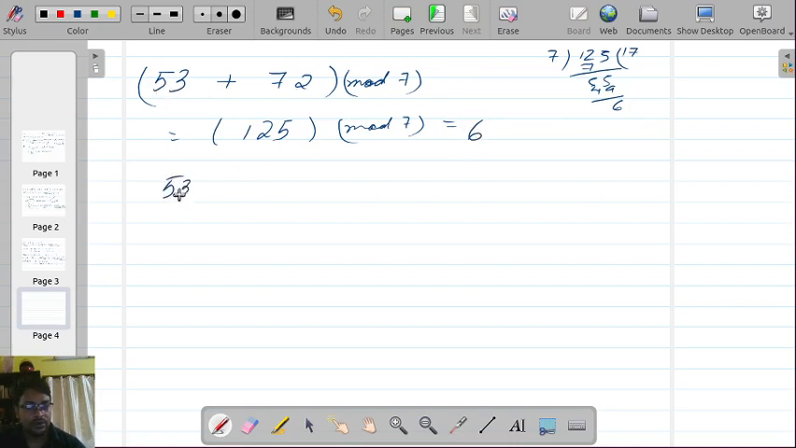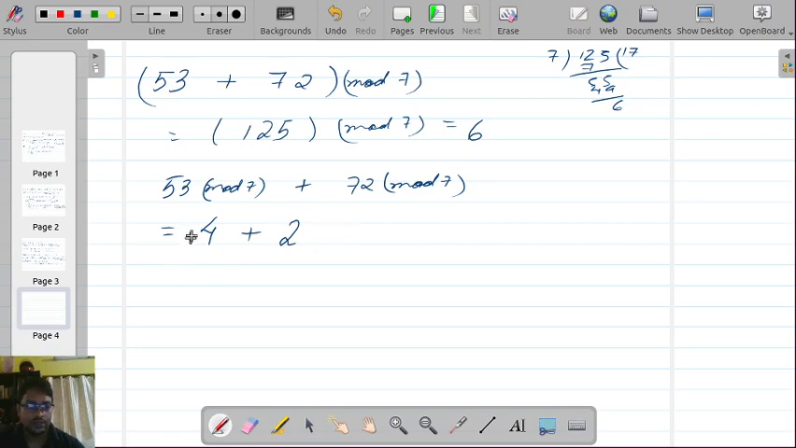Now let us do it separately. What is 53 mod 7 plus 72 mod 7? If we do this separately, what will happen? If you divide 53 by 7, the remainder is 4, since 49 plus 4 is 53. Now if you divide 72 by 7, 7 times 9 is 63, and the remainder is 2. So it's 4 plus 2.